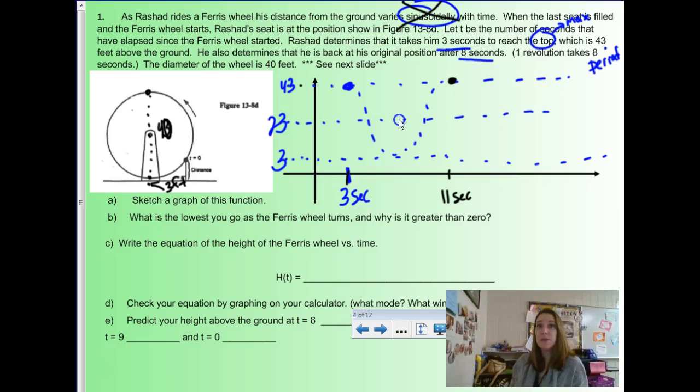Now, is this the only way we can write the model? Absolutely not. If you want to call this a sine graph and you want to figure out if you kind of back up the function here where it would start at the middle, you could call it a sine graph, but it's not going to make sense for us. I know that the period length is 8.